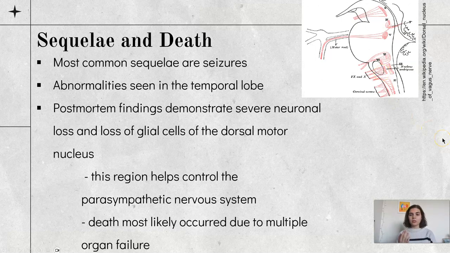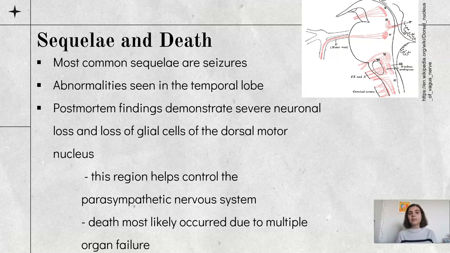So some more information on sequelae and death. The most common sequelae seen with EEE are seizures, again, due to that inflammation of the brain, that encephalitis. Interestingly, consistent abnormalities are seen in the temporal lobe specifically, which is the part of the brain that's on the side right here.